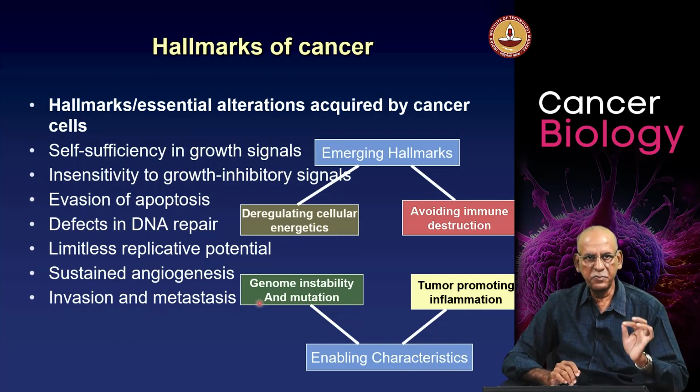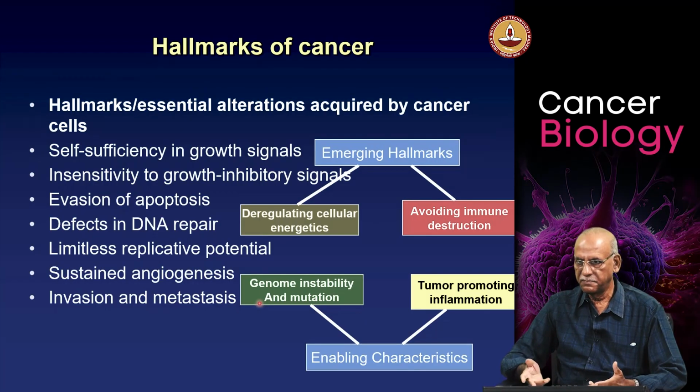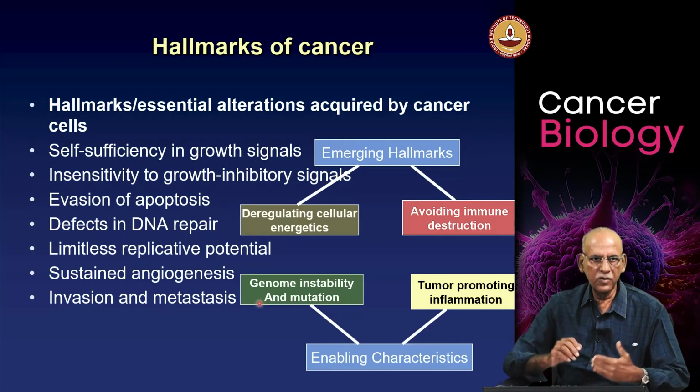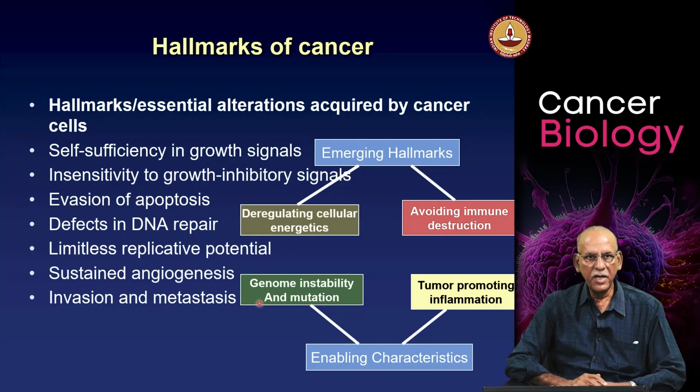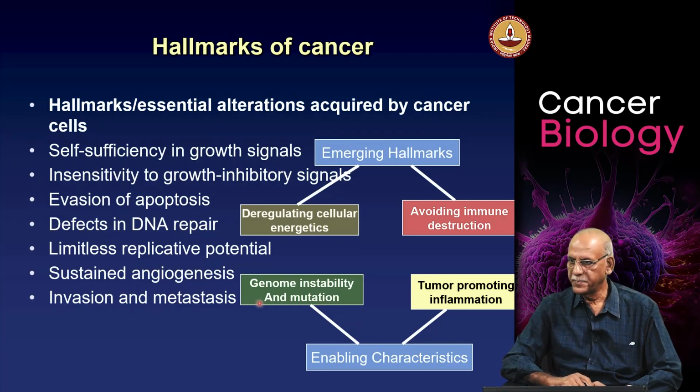So, here the first point is self-sufficiency in growth signals. Just a few minutes back I described that the cancer cells have their own growth factors. So, they will have their own growth factor receptors. So, they will be able to stimulate themselves. So, self-sufficiency in growth signals.